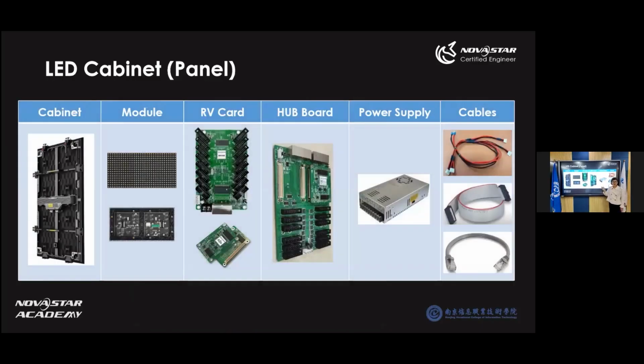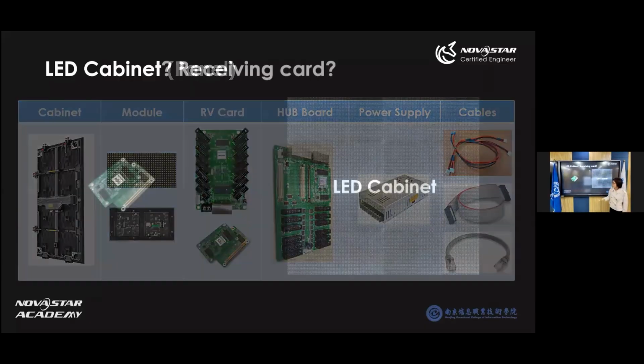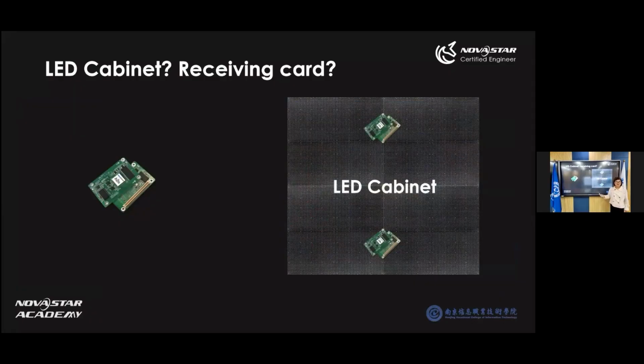Here is a cabinet items list, which includes the cabinet frame, the LED module, receiving card, hub, power supply, and cables. Normally, there is only one receiving card inside each cabinet, but the pixel pitch is becoming smaller, so the resolution of each cabinet becomes bigger. Sometimes one receiving card is not enough. In this case, one cabinet may have two receiving cards inside. In other words, it will be regarded as two cabinets in the LED control system.